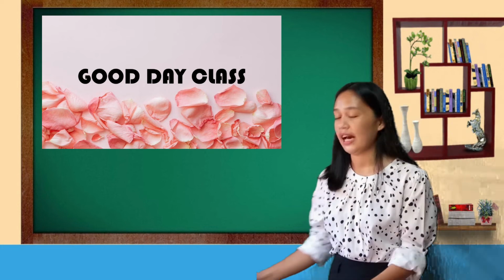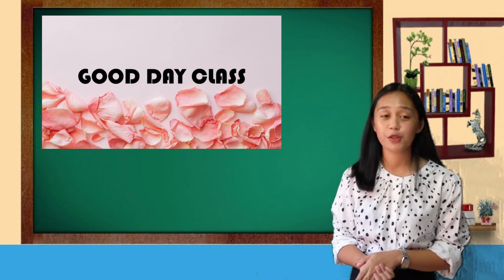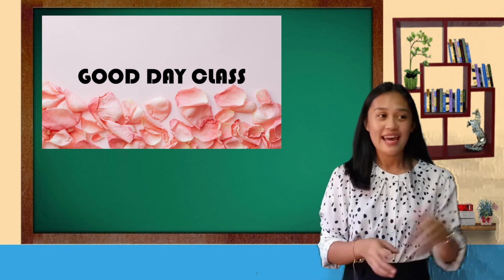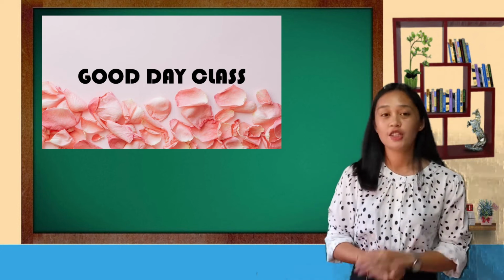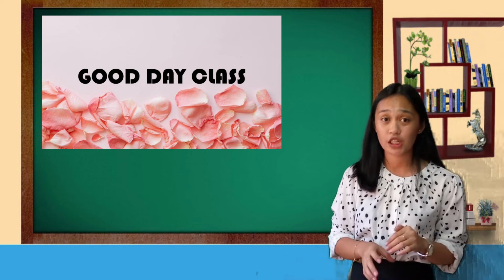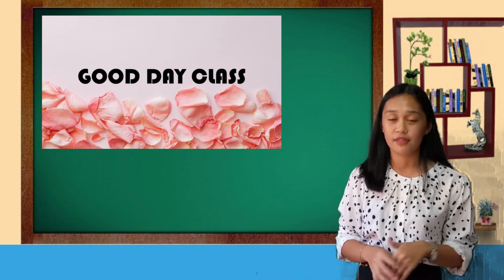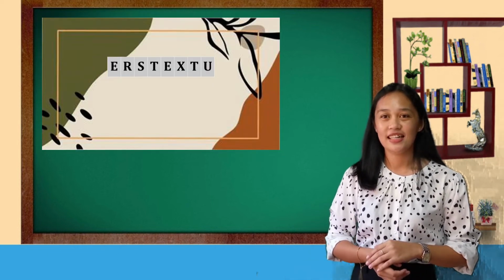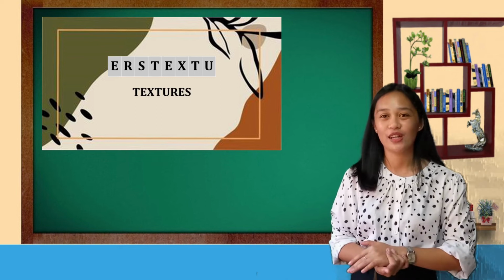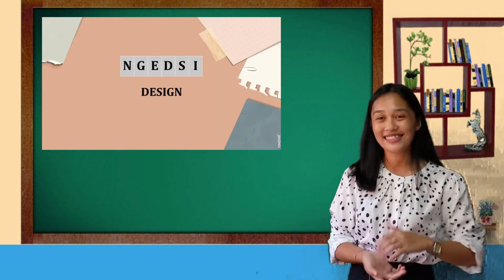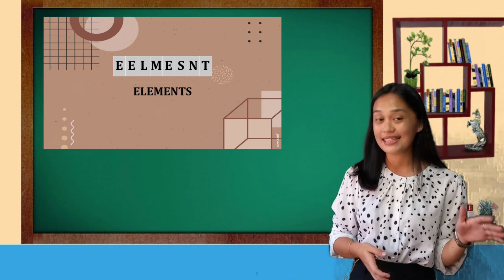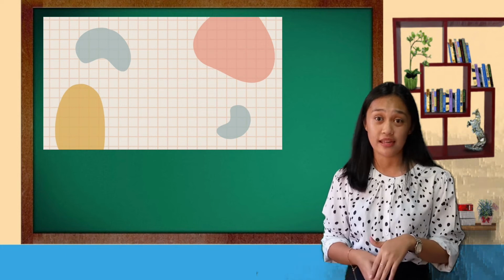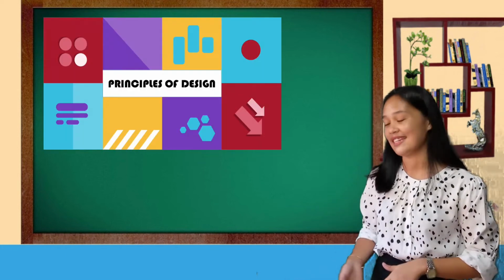Okay. So now, before we continue to our topic for today, let's have a recap first. Who can recall what is art? Yes, that's right. Very good. So now, I have here some scrambled letters, and let's see what you can make out of them. Arrangement, that's right. Textures, very good. Design, elements, yes. So what does that have to do with our topic for today? Principles of design, yes, correct.